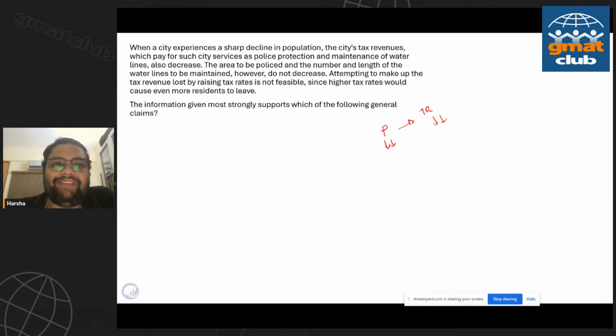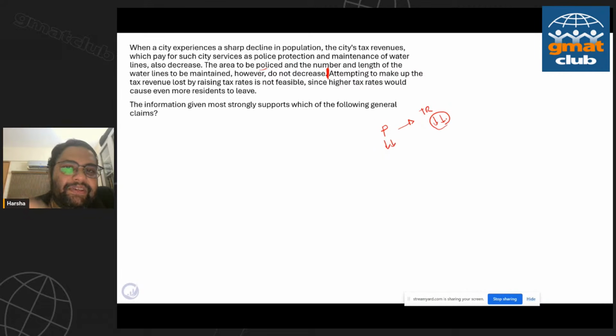That's obviously concerning. The area to be policed and the number and length of water lines to be maintained, however, do not decrease. What is the author really trying to say? While the amount available might be coming down, those needs, the policing needs and those water line needs, are not coming down. They do not decrease at all. In other words, we are heading towards a scenario where you don't have enough funds to do these things. That seems to be where the passage is taking us.